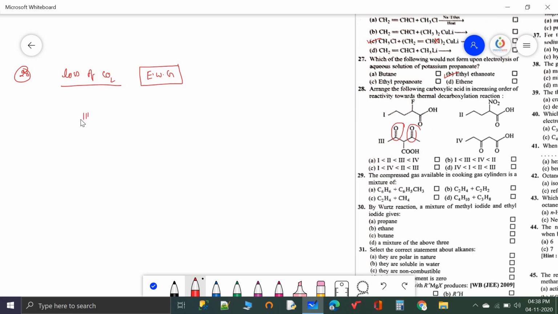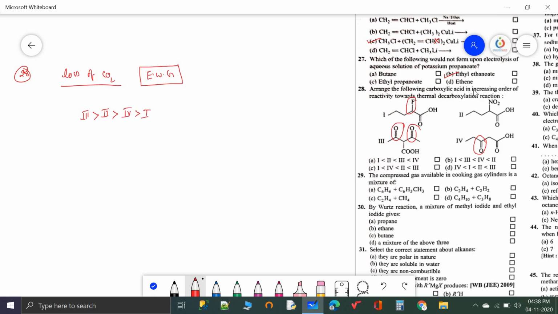So the third one preferably loses carbon dioxide. Next, come and see these two. In these two cases, the NO2 group is close to this COOH, so it comes second. Next, fluorine and this keto group, but the keto group is stronger than the fluorine, because fluorine withdraws electrons only through the minus I effect, but the keto group does it through the minus M also. So here is the fourth one, and the last one is 1.